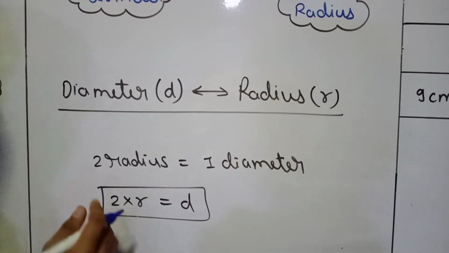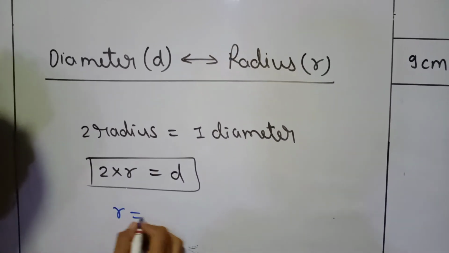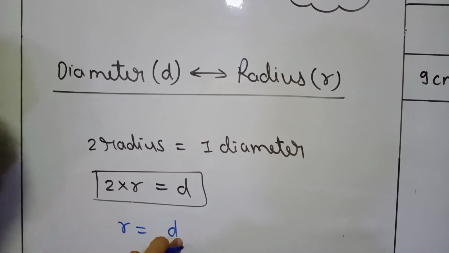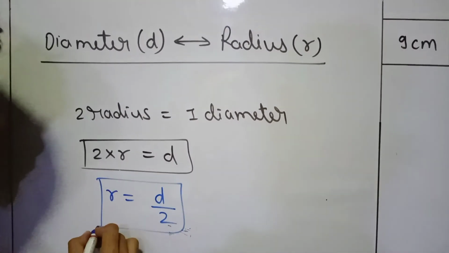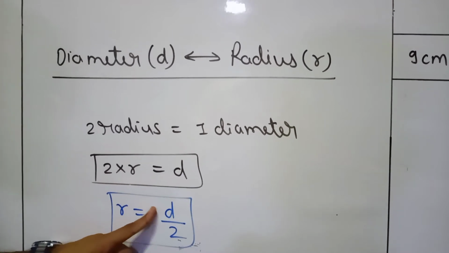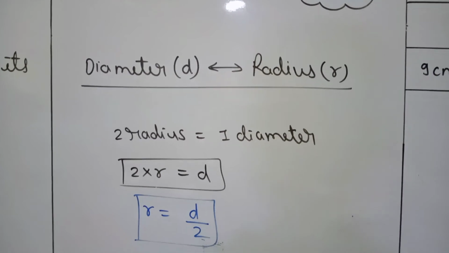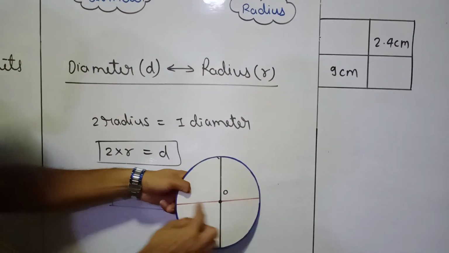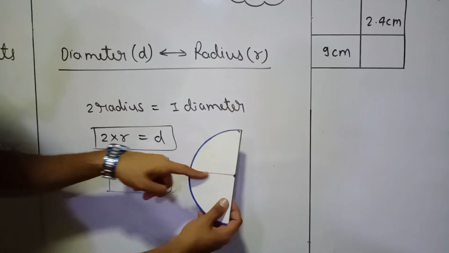And let's take this 2 to the other side. So if D is equal to 2 into R, the 2 with the multiplication sign will move to the other side and become the denominator. So if we are talking about R, how can we find it? If we have the diameter, divide it by 2, and we will easily get R. In our cutout you can see this diameter divided by 2 means 1 and 2 part, we got that radius.